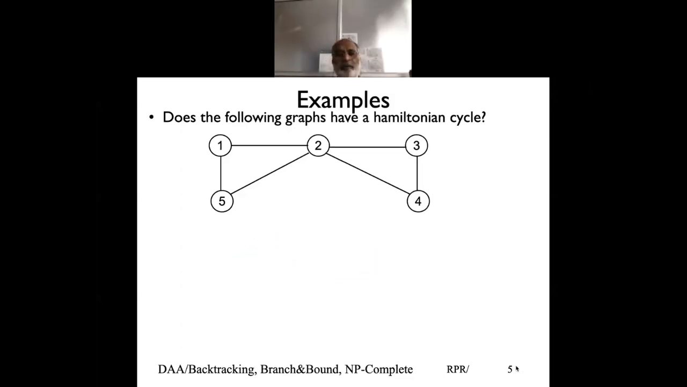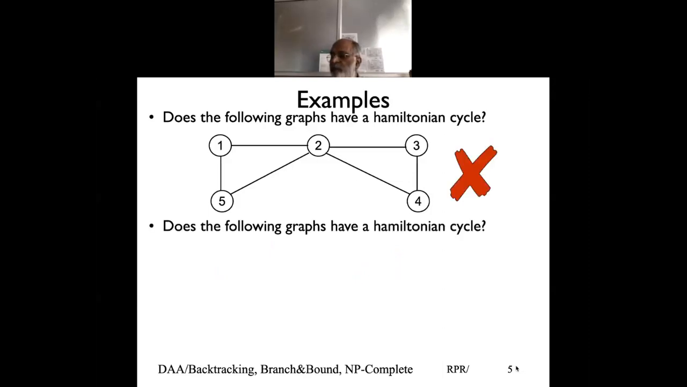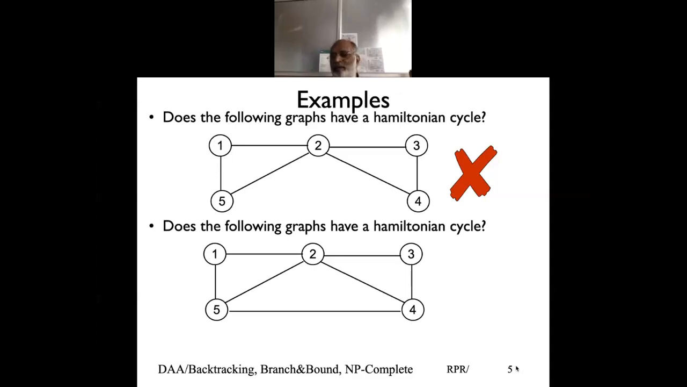Any questions about this? What about this graph? Does this graph have a Hamiltonian cycle? If I start from, let's say, vertex 2, yes, I can go with 2, 3, 4, 5, 1, and back to 2.